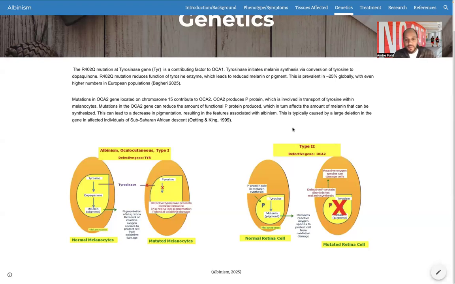That differs from OCA2, where there's actually an OCA2 gene that produces the P protein, which helps the tyrosine produce the melanin pigment. So without that, it leads to albinism as well. Of note, that's on chromosome 15.